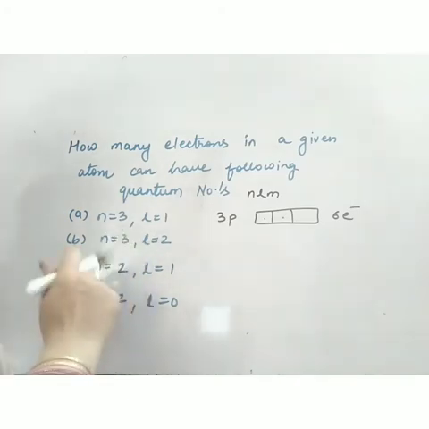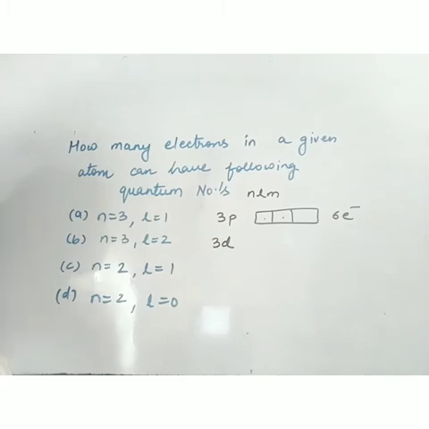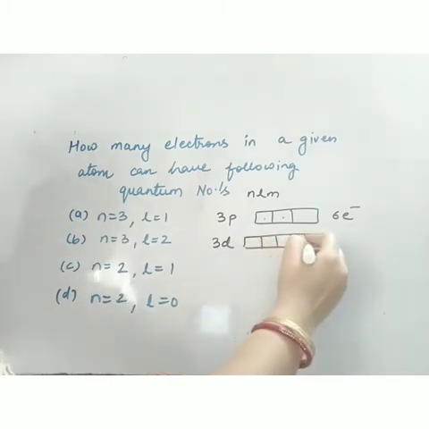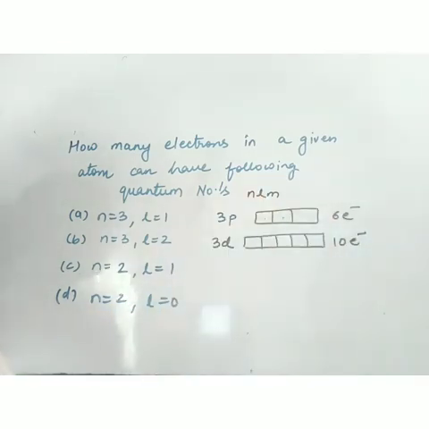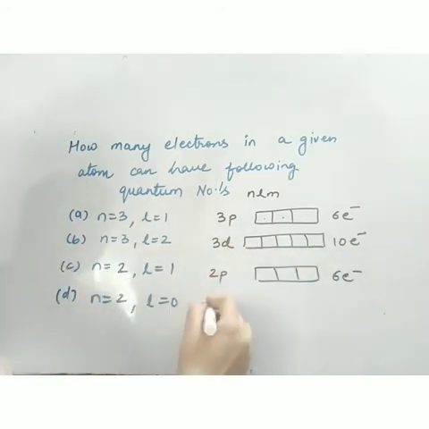The second is 3 and d, because for L equal to 2 we use d. Now it is a subshell, and I know that the d subshell has 5 orbitals. So how many electrons can be accommodated? 10 electrons. Now n equal to 2 and L equal to 1 means it is 2p. So again 3 orbitals will be there, so 6 electrons. And last is 2s. Now s means a single orbital, so the number of electrons will be 2.